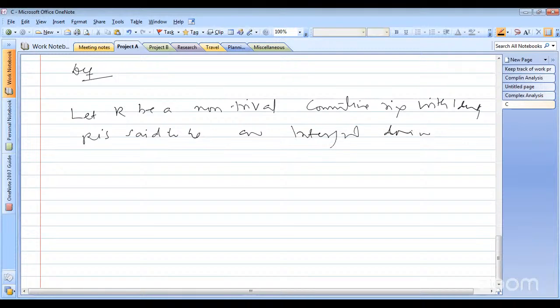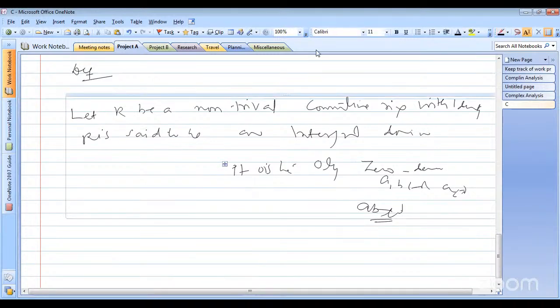if zero is the only zero divisor. Therefore, if AB belongs to R with A not equal to 0 and B not equal to 0, then AB is not equal to 0. R is said to be a field if every non-zero element of R is a unit.